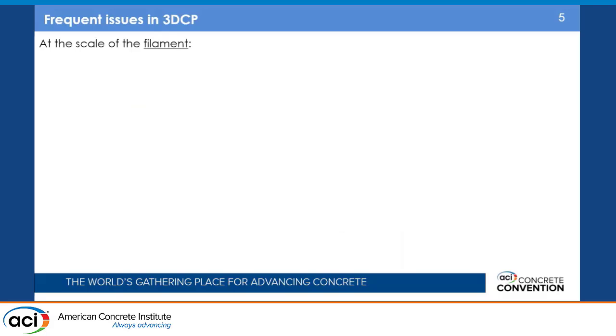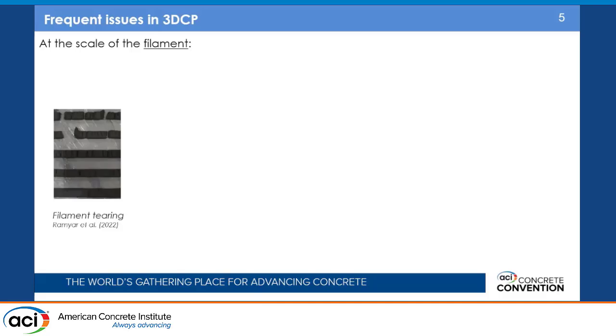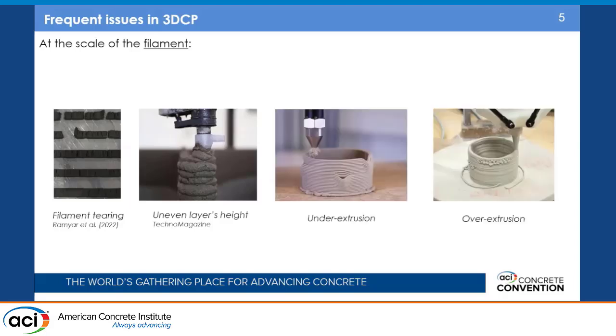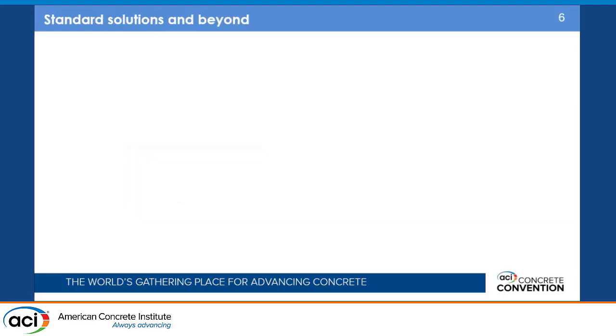Okay, so then we have a second series of problems which are more at the scale of the filament. We can have filament tearing if we print too fast or the material is not fluid enough. Then we can have uneven layer quality. We can have under extrusion or over extrusion, which are all different kinds of problems. So what are the solutions?